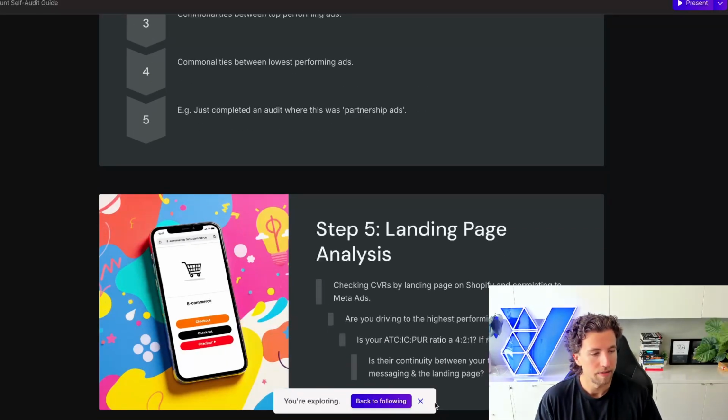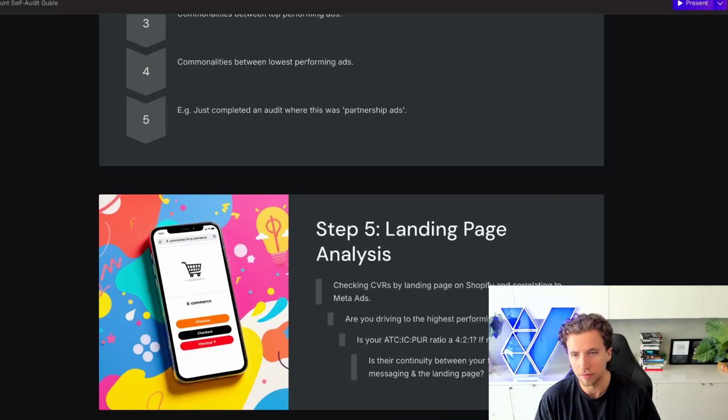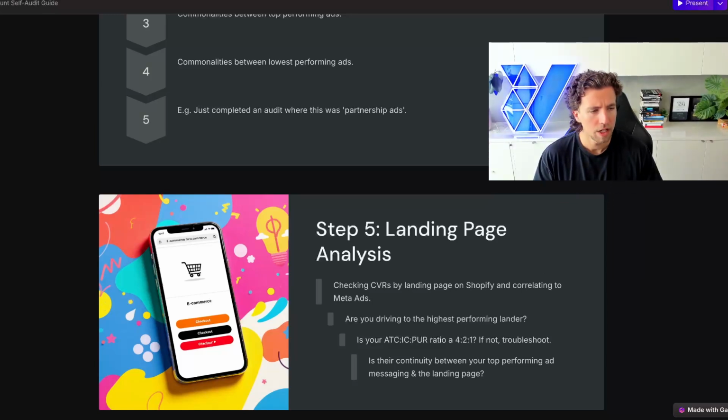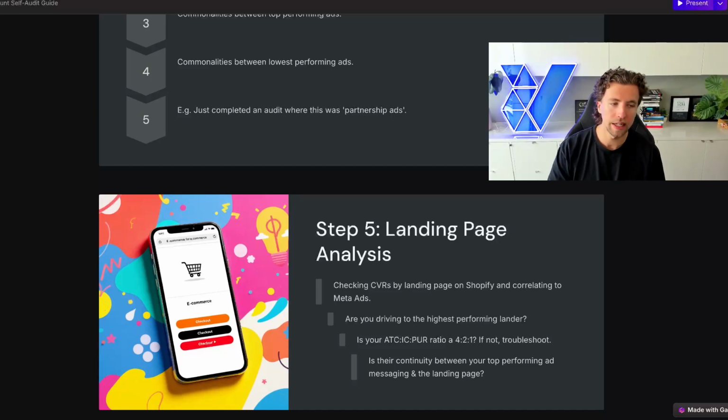And step number 5 is landing page analysis. Really underrated, and that's why I wanted to put it in here. Let me move myself up. Check conversion rates by landing page on Shopify and correlate that to your Meta ads.